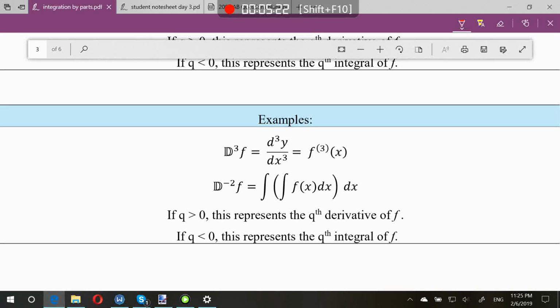d3f is your third derivative of f in terms of x. d-2f is your second integral of f in terms of x. And we could replace those with any number you want. Any questions on the new notation?